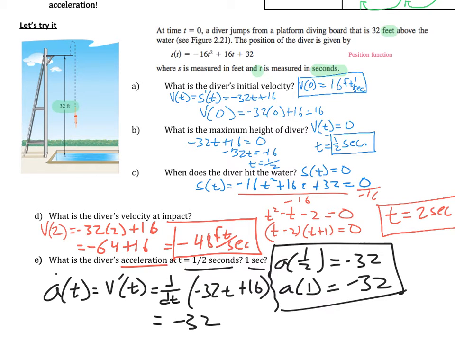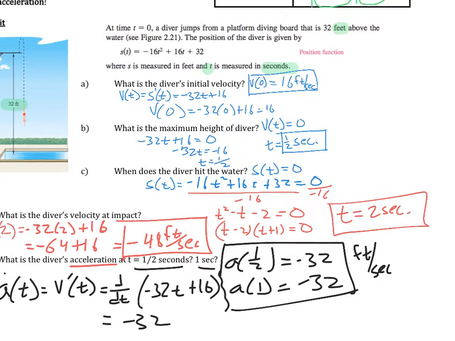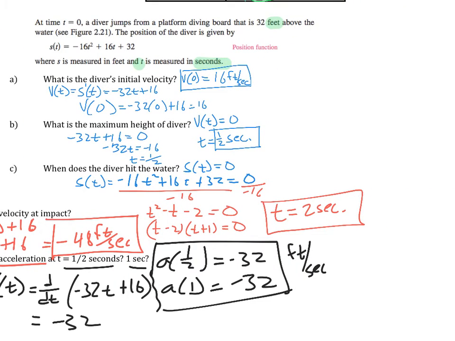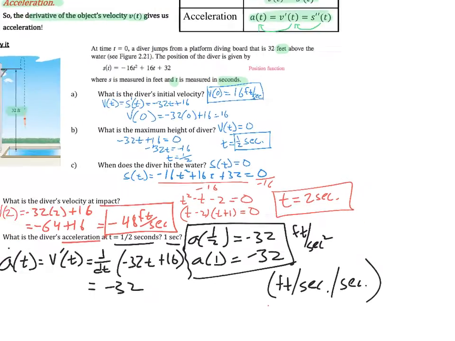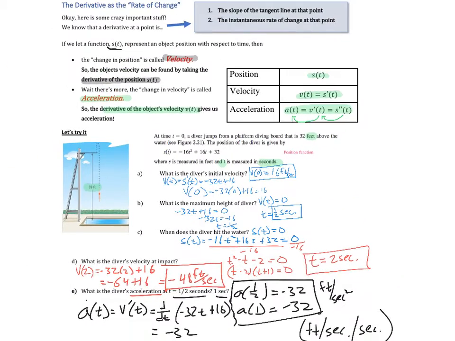Negative 32, the units here are feet per second per second. We say feet per second squared, all right? So that's how many feet per second per second. Okay, there's another way we say it. Feet per second squared is acceleration. All right. So that's the idea of an object flying through the air and how we can find those.